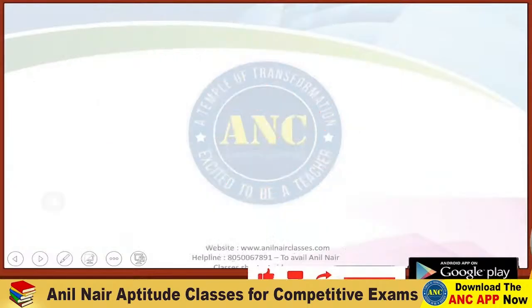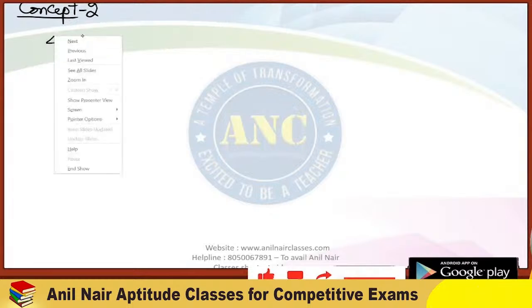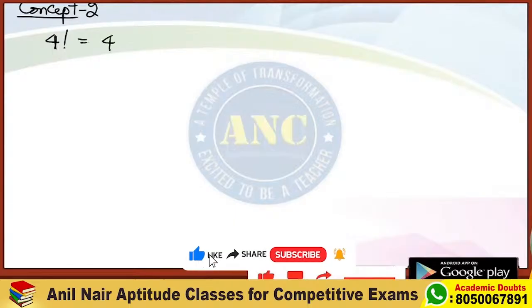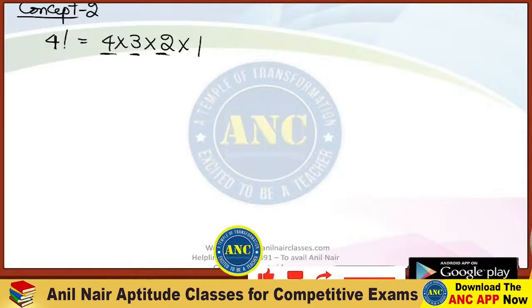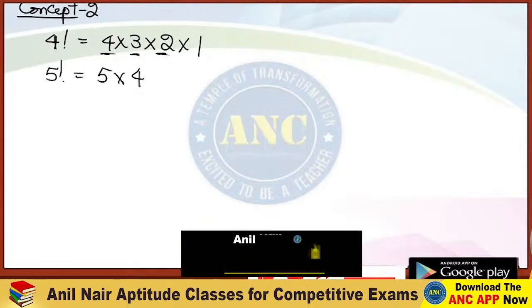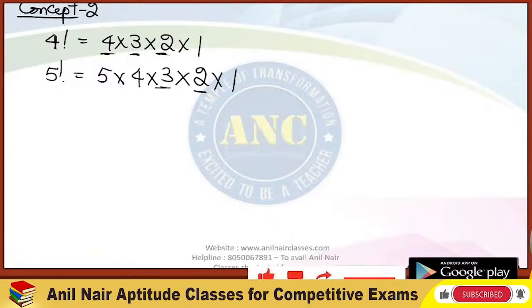Concept 2. Another beautiful question, sir. Now, if you see here, 4 factorial is nothing but 4 into 3 into 2 into 1. Am I right? So this is divisible by 2, this divisible by 3, and it is divisible by 4. 5 factorial is 5 into 4 into 3 into 2 into 1. It is divisible by 2, it is divisible by 3, it is divisible by 5.